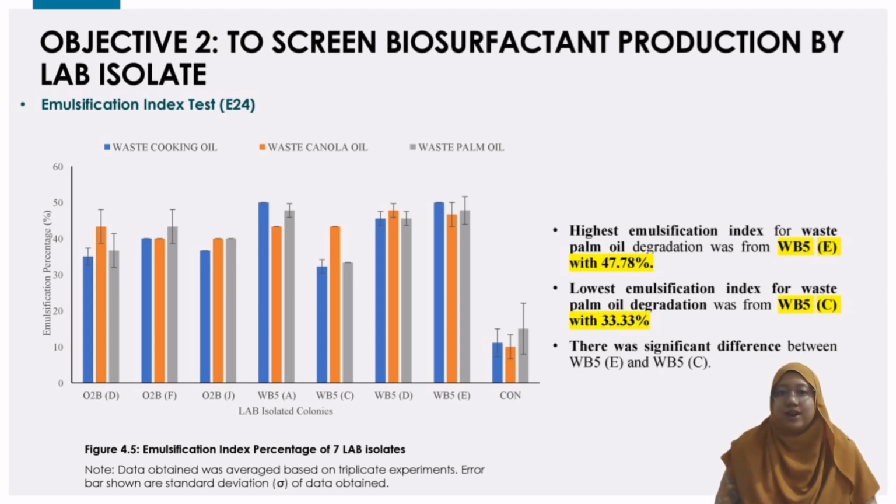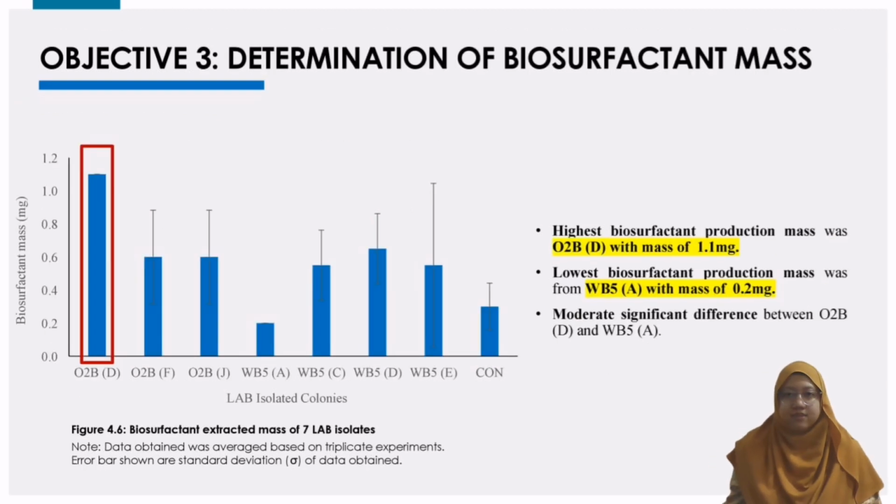Last but not least, when each biosurfactant was tested against waste palm oil, the highest emulsification percentage for waste palm oil degradation was from isolate WB5E with 47.78%. Meanwhile, the lowest emulsification rate for waste palm oil degradation was from WB5C with 33.33%. When tested with the one-way ANOVA Tukey test, there was a significant difference between WB5E and WB5C.